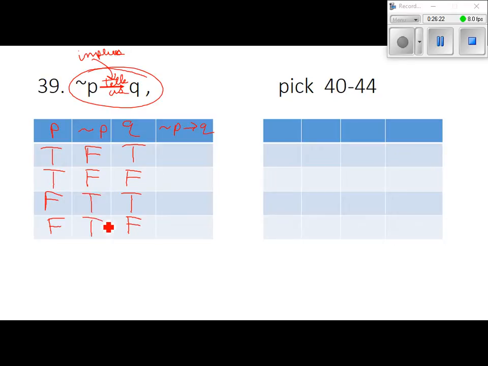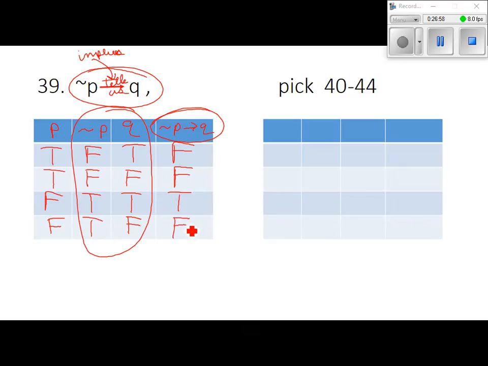Now, all we're going to look at, we're looking at this right here, so we want to look at these 2 things. We got a false and a true. Not P implies Q. Well, if this is false and this is true, what's that tell us about the whole statement? False? Everybody agree with that? If they're both false, what's that tell us about the whole statement? They're both true? False?